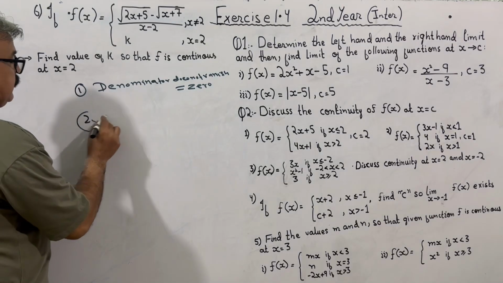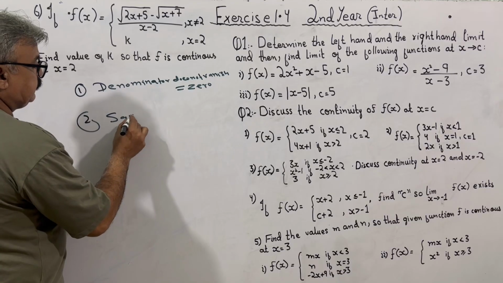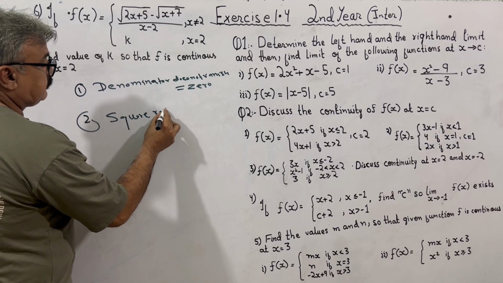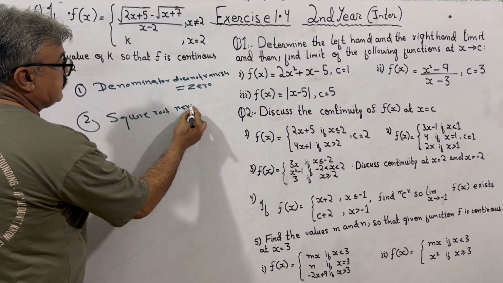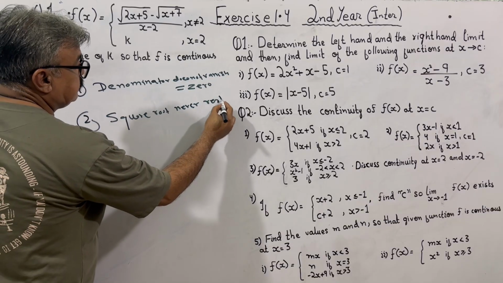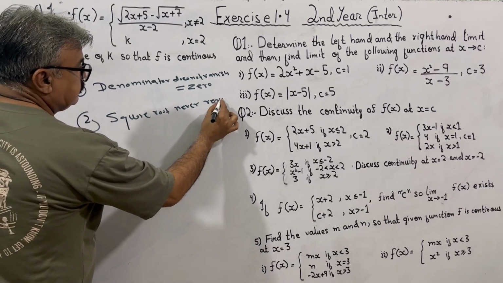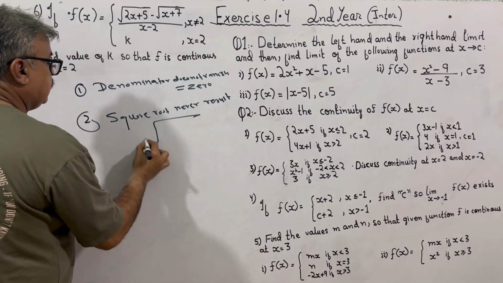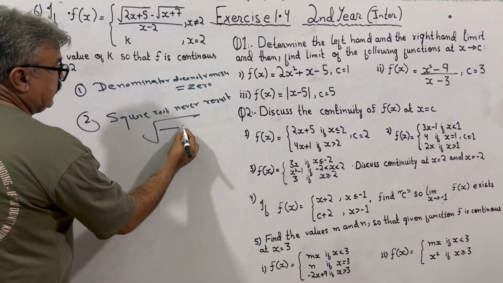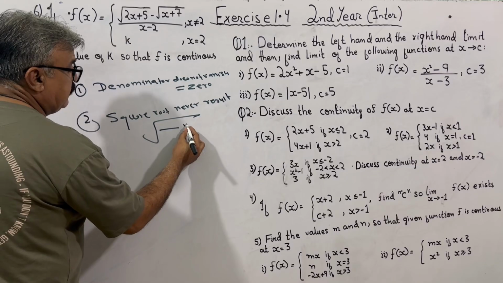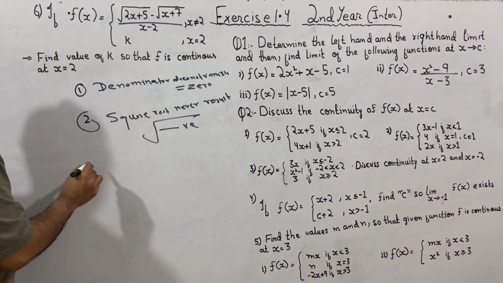Number two, the square root never results in a negative. Square root never results in a negative, which means no negative value is allowed under the square root.